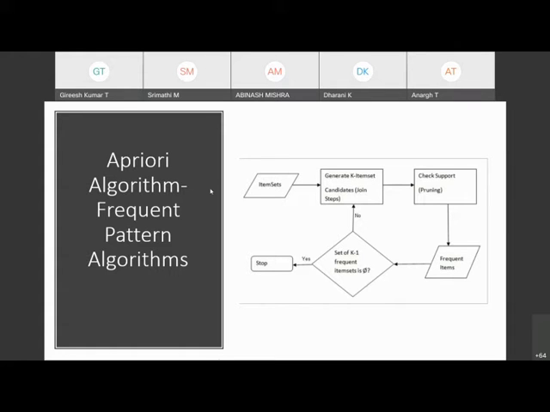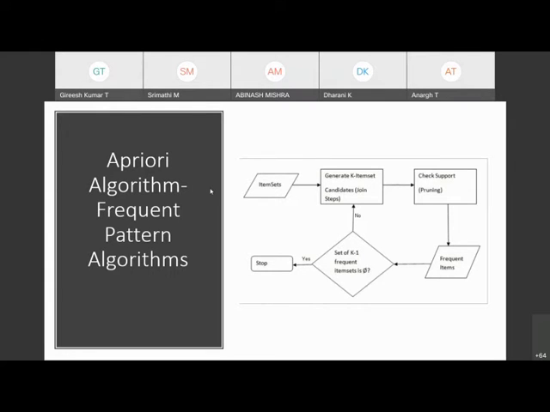So here in the Apriori algorithm, we have a data set of items, an item set. Now you have to generate the k item set. I'll explain with one example. For the k item set, you have to check the support. If for some item set the value of the support is less than the cutoff value, then you have to prune it and throw that one away.